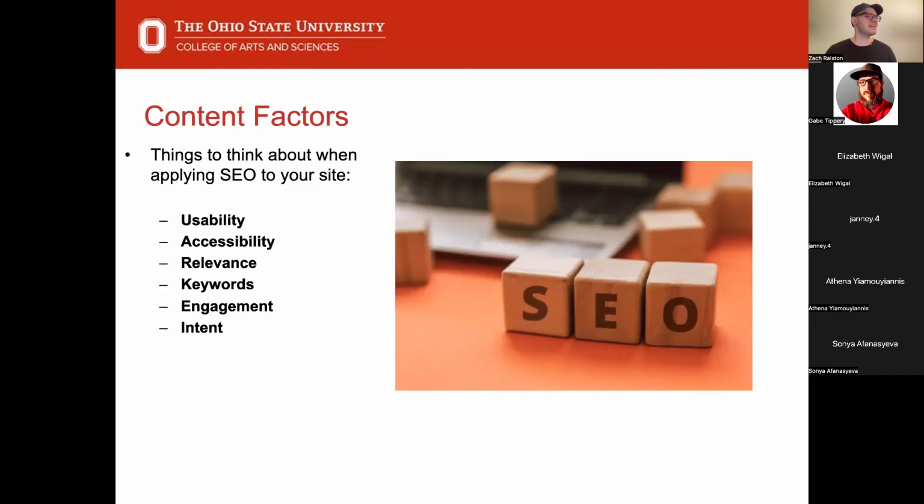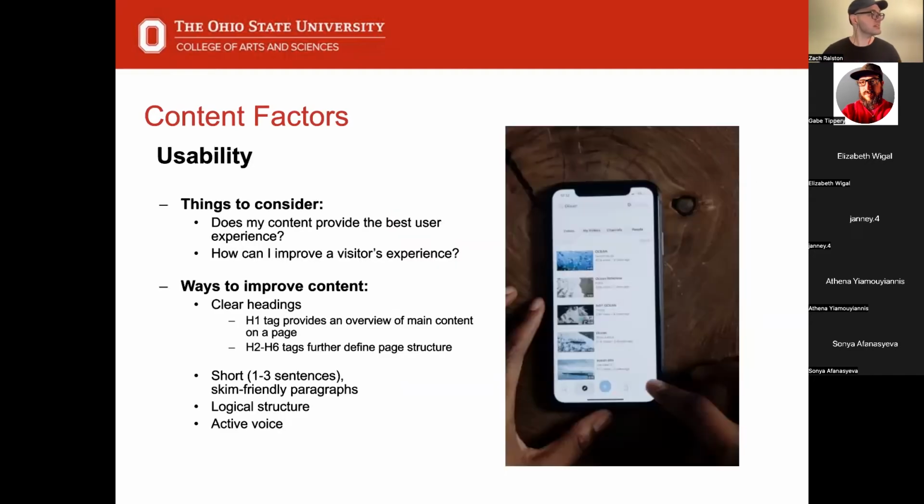And basically, intent is just keeping in mind what's the goal here, not just on your end, like the purpose of your page, but what is the goal of someone who is looking this content up. So let's get into the very first one here, usability. So usability, how well does my content provide the best user experience? And how can you improve a user's experience?